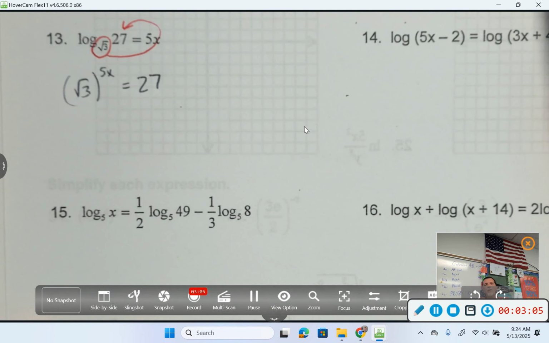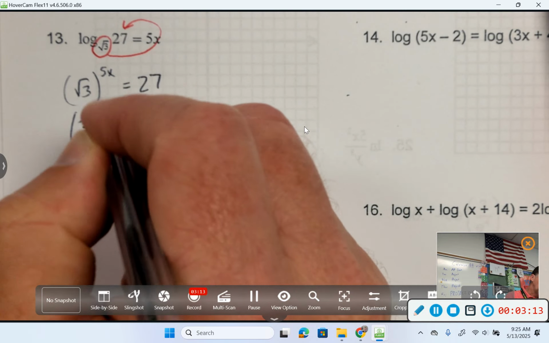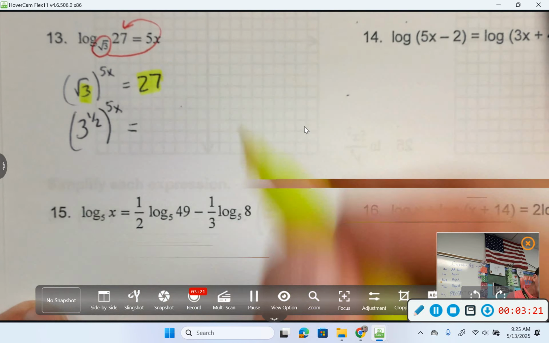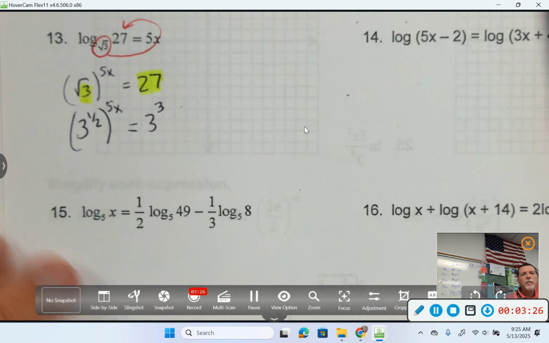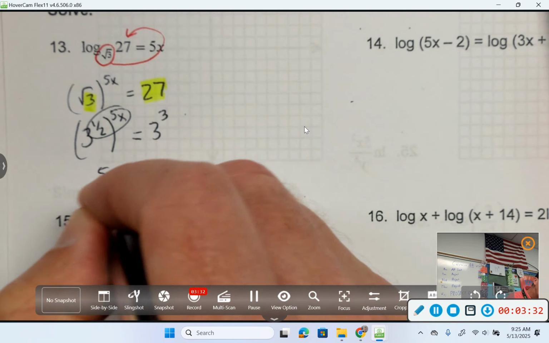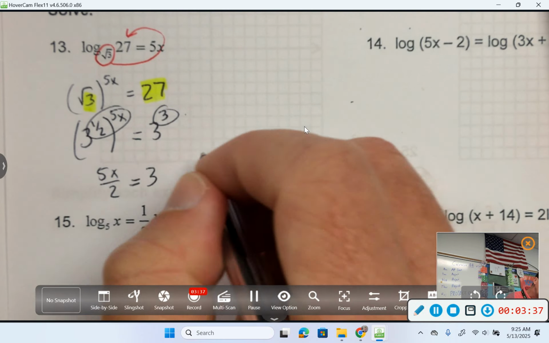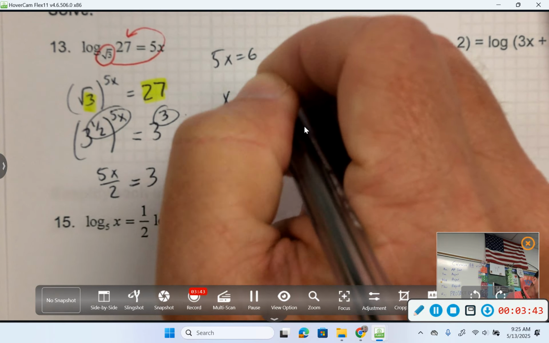Okay, and this is a no calculator problem, so maybe I could make the bases be the same. So I could replace root 3 with 3 to the 1/2. And if I hadn't already noticed that 27 has a 3 kind of hidden in there, I could hopefully catch it now, that I could replace 27 with 3 cubed. Power to a power we multiply. So 5x over 2 equals 3. So x equals 6/5.